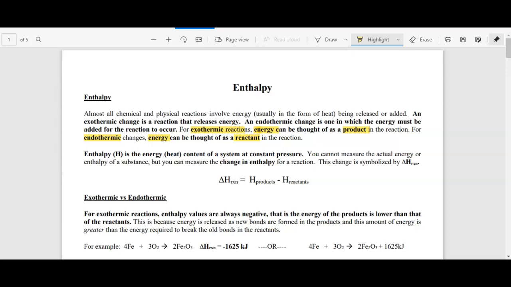Enthalpy, abbreviated capital H, is the energy or heat content of a system at constant pressure. You cannot measure the actual energy or enthalpy of a substance, but you can measure the change in enthalpy for a reaction. This change is symbolized by delta H of reaction. The way we get that is we take the H of the products and subtract it from the H of the reactants, the enthalpy of each one.